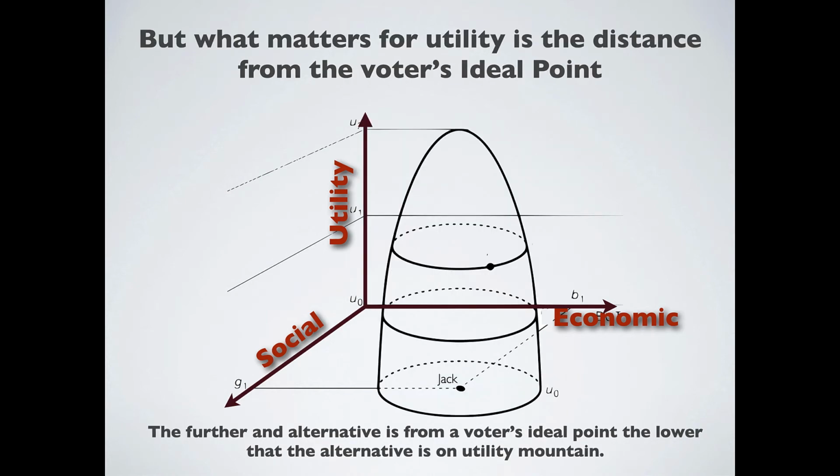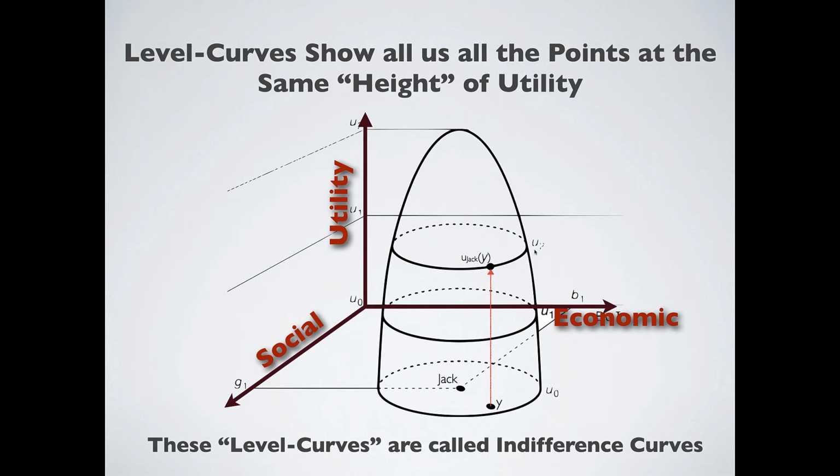So the further an alternative is from the voter's ideal point, the lower that alternative is on their utility mountain. All right. So as we move away from their ideal, they like those alternatives less and less. And we're going to just use Cartesian distance, right? Something way out here, Jack likes less than something closer to his ideal. So what are these lines here? Well, if you know three-dimensional mathematics, if you remember from algebra and things like that, these are what are called level curves. They show all of the points in the space that give Jack the same utility.